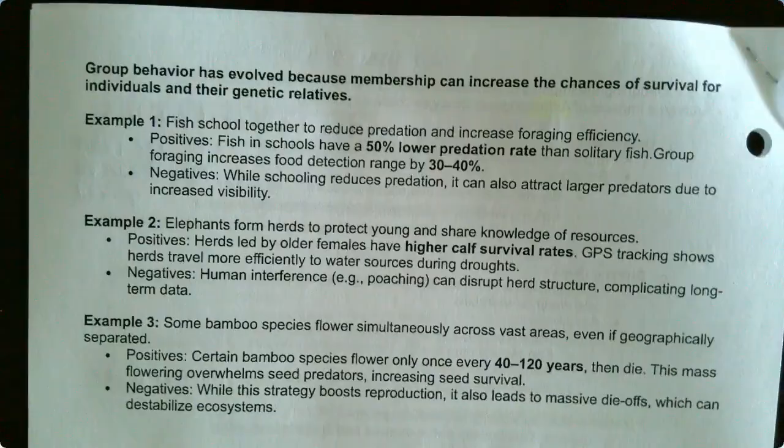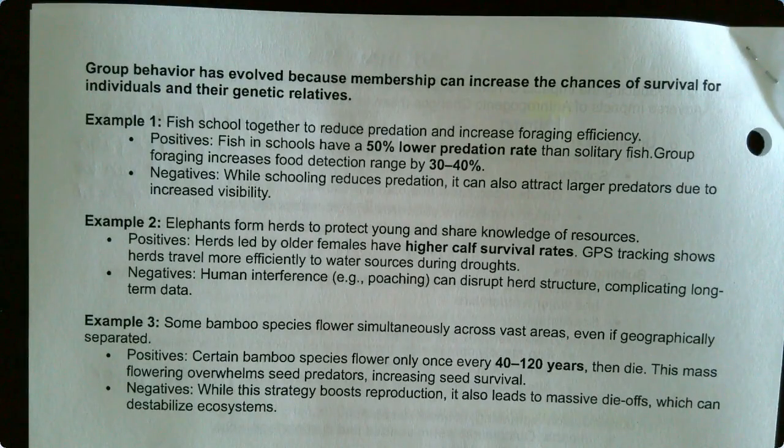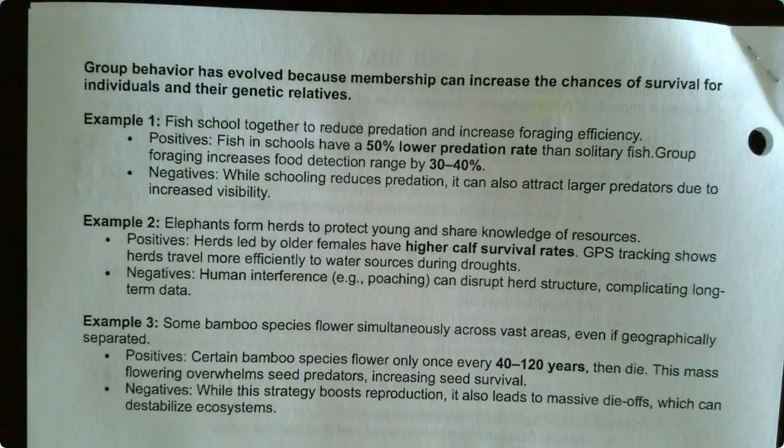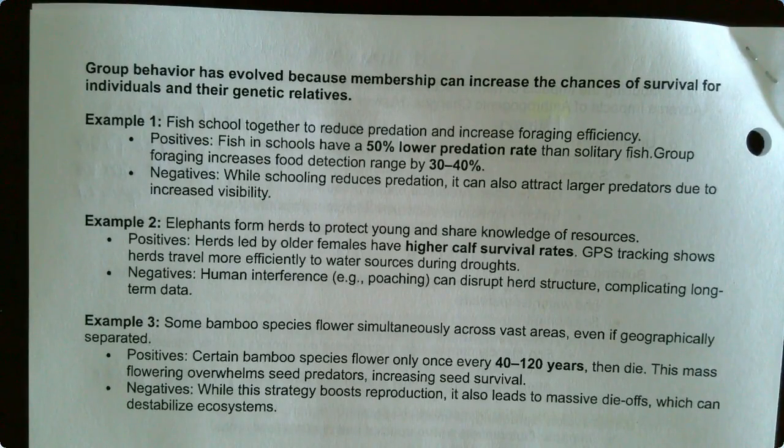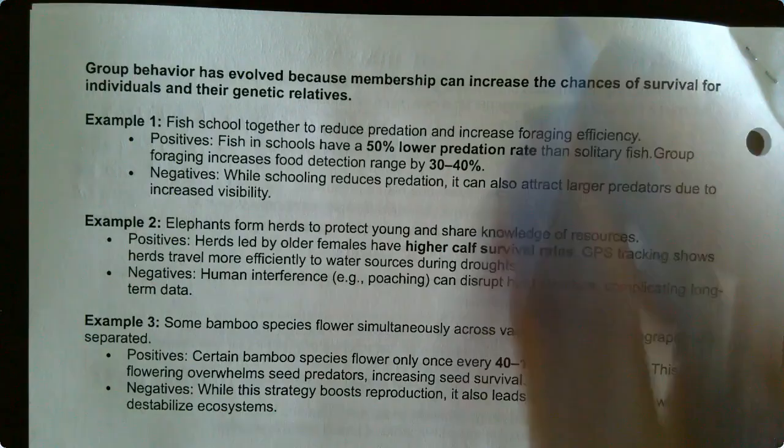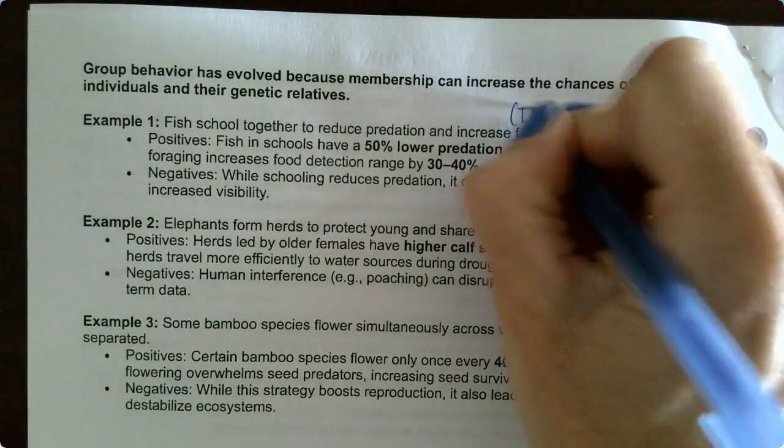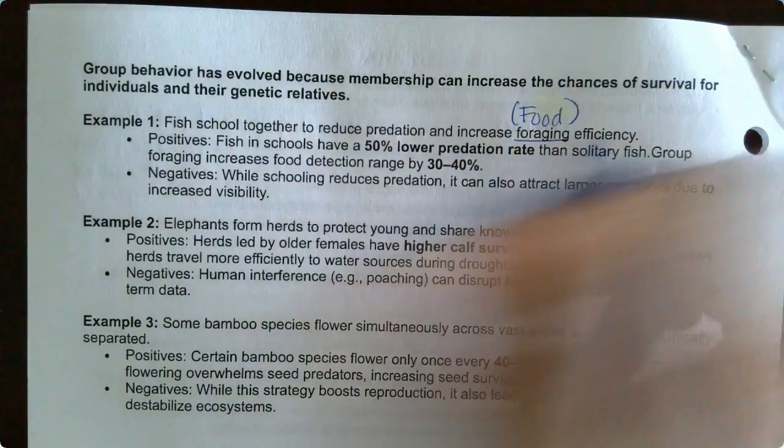The last one, which goes with this standard, which we actually talked about in evolution but can also fit here, is group behavior. Group behavior has evolved because membership can increase the chances of survival for individuals and their genetic relatives. I have 3 examples. 1, fish schools. That just means when lots of fish are traveling together, and that's going to help reduce predation and also increase foraging efficiency. Foraging is referring to looking for food.